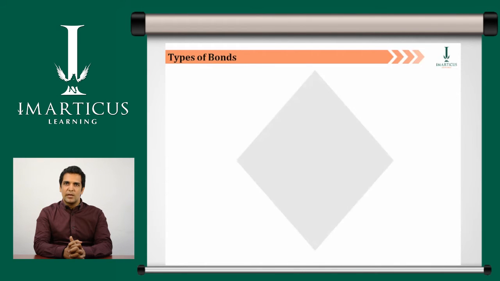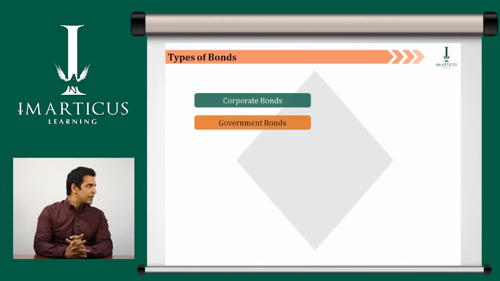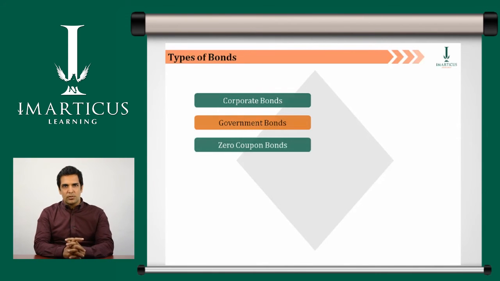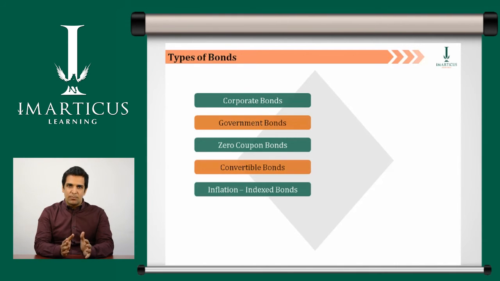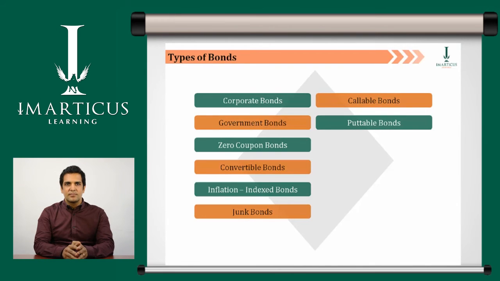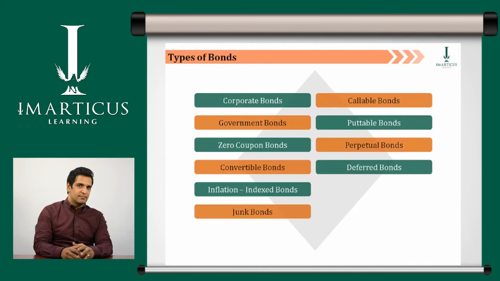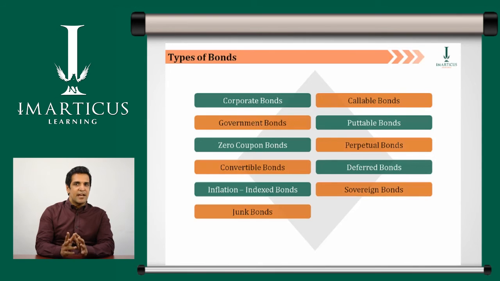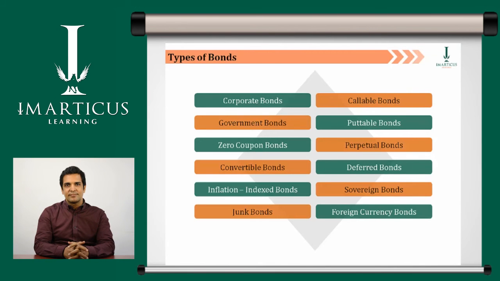The types of bonds available in the market are corporate bonds, government bonds, zero coupon bonds, convertible bonds, inflation indexed bonds, junk bonds, callable bonds, putable bonds, perpetual bonds, deferred bonds, sovereign bonds, and foreign currency bonds. Each of these bonds will be further explained in consecutive sessions.